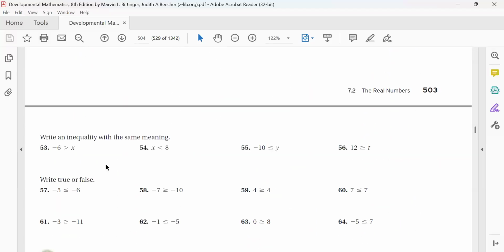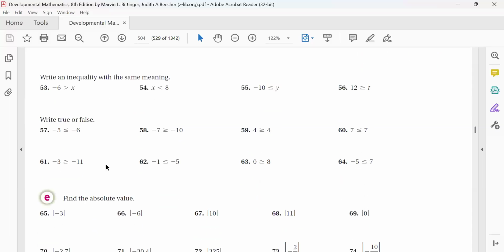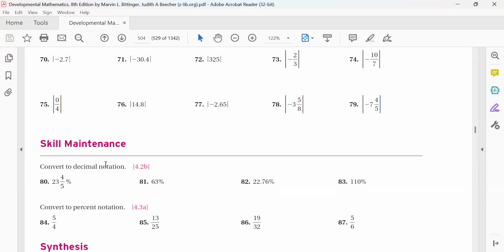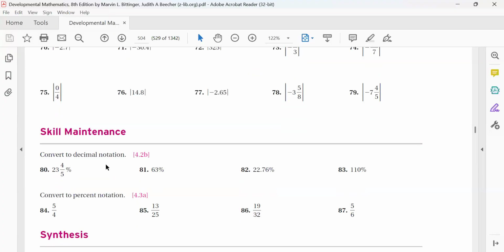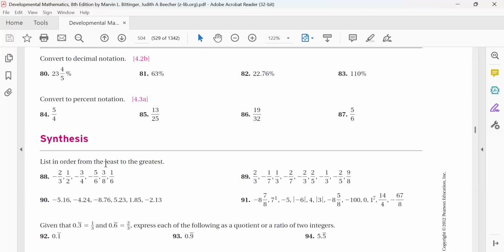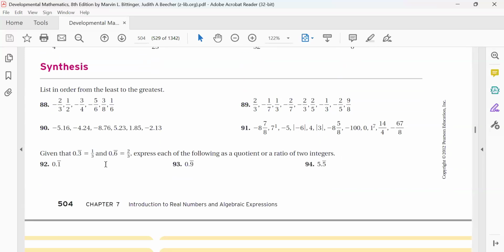And we continue to page 504, and there is a question about absolute value. Skill maintenance is not something very important. We had that in chapter 4. Synthesis, I don't think there are any important questions in the synthesis either.